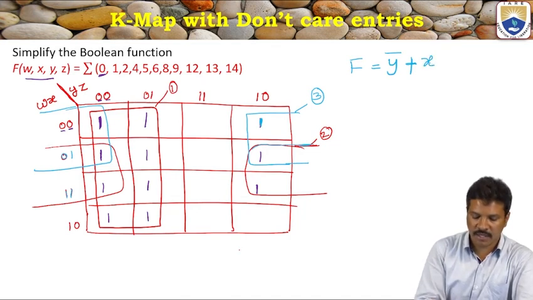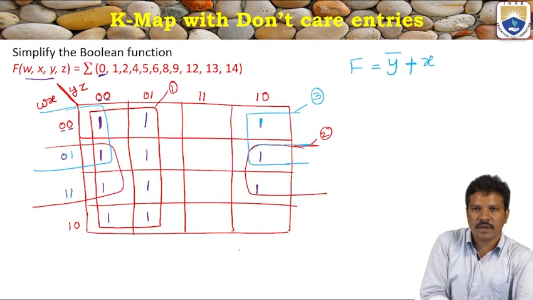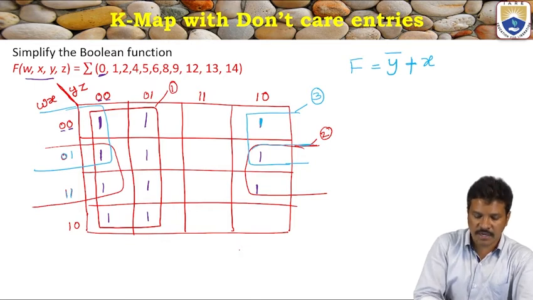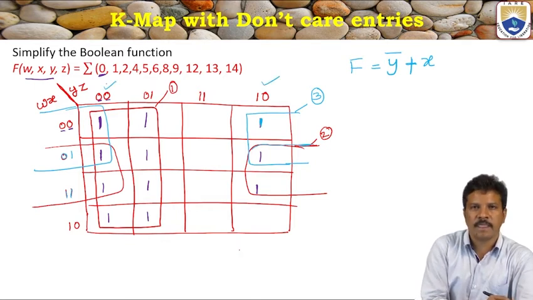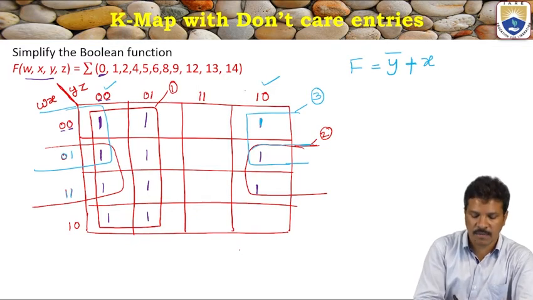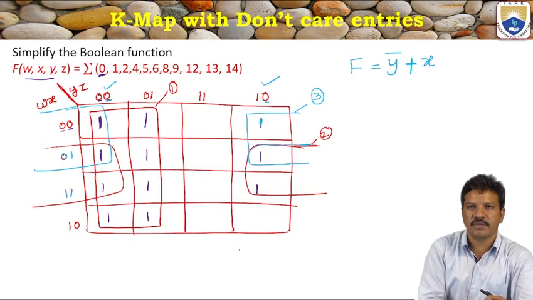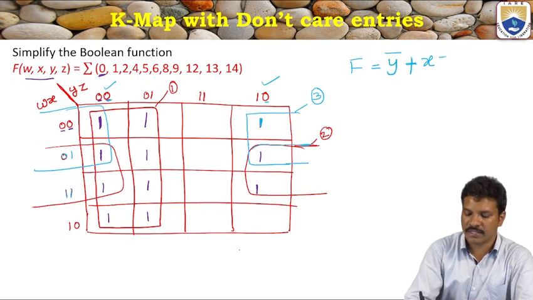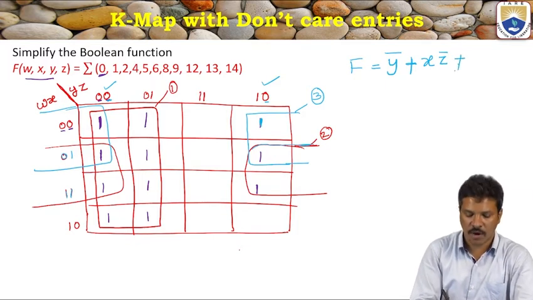What is common in the second square in the vertical direction? This one and this one. So 0 0 and 1 0, which one is common? 0 is common, the second variable 0 is common. 0 means z bar, so x z bar. And the third box we can represent with the third box.